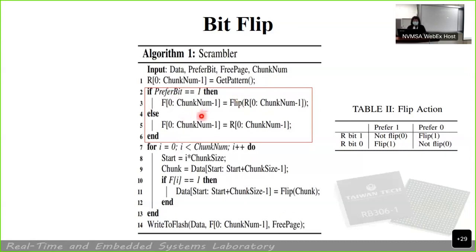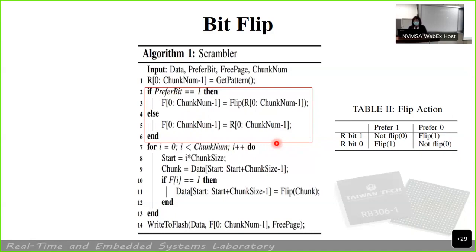In the opposite, F-bits are equal to R bits when the preferred bit is 0. You could see at line 5. In summary, if the chunk needs to be flipped, the F-bit is set to 1. If the chunk will remain the same content, the F-bit will be set to 0.